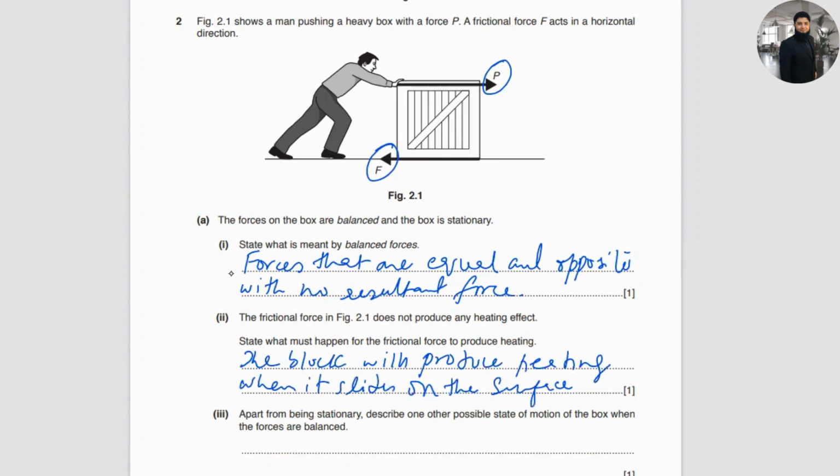Apart from being stationary, describe one other possible state of motion of the box when the forces are balanced. When it moves with constant velocity. There are two cases in which balanced forces act on an object. If it is in a stationary position, balanced forces are acting on it. If it is moving with constant uniform velocity, the same balanced forces are acting on it. So when it moves with constant speed, right?